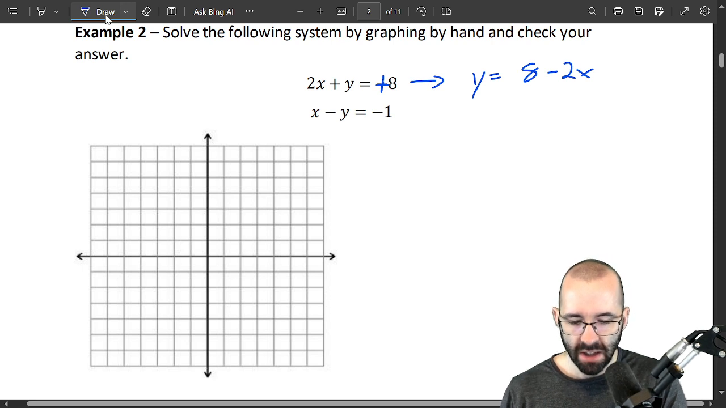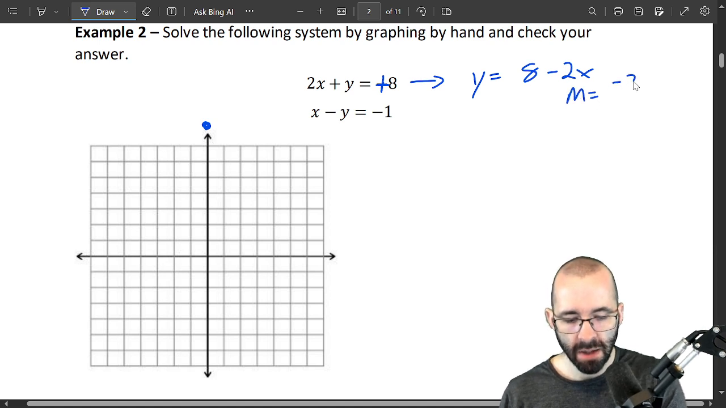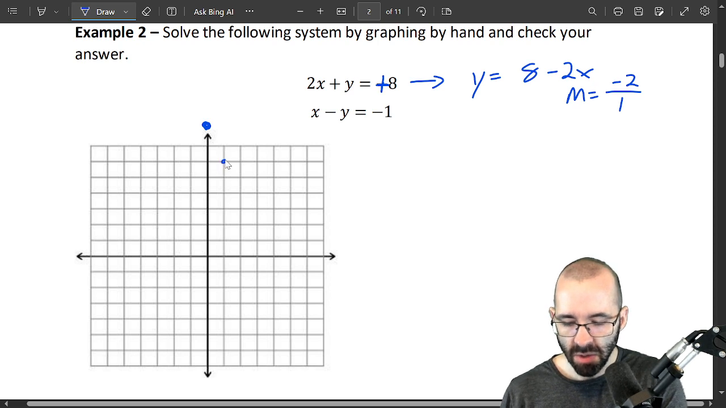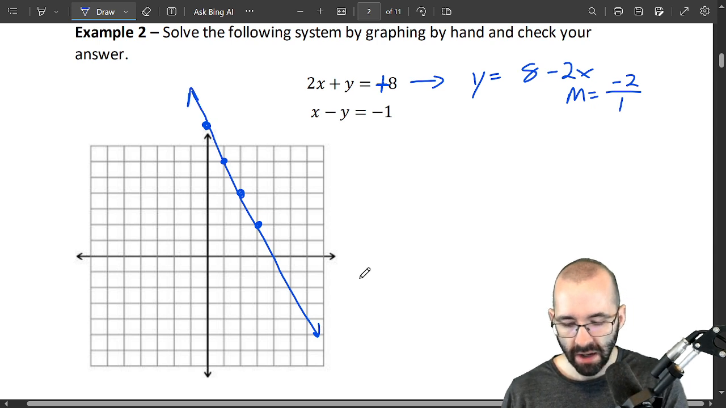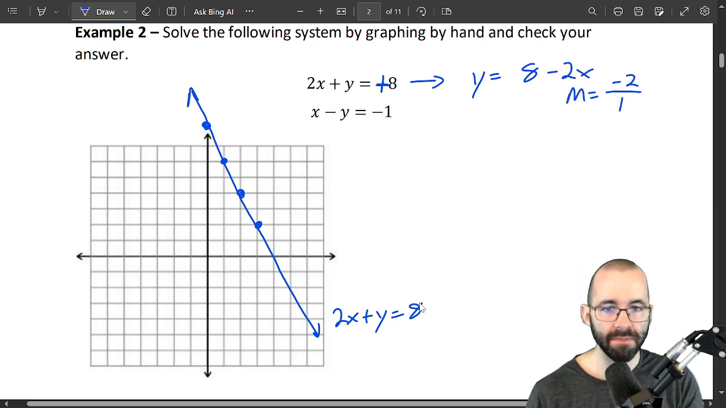So if we do that, the y-intercept is positive 8. 1, 2, 3, 4, 5, 6, 7. Oh, that's still way up here. And the slope is negative 2. Negative 2 can be written as negative 2 over 1. That's the same thing. It means we go down 2 and right 1, down 2 and right 1. And this is what that equation looks like. All right, and this is the line 2x plus y equals positive 8.